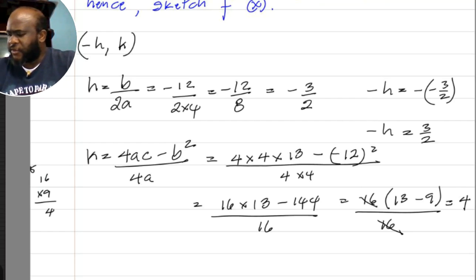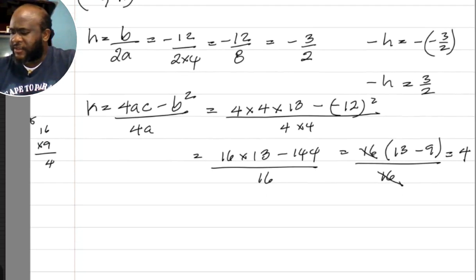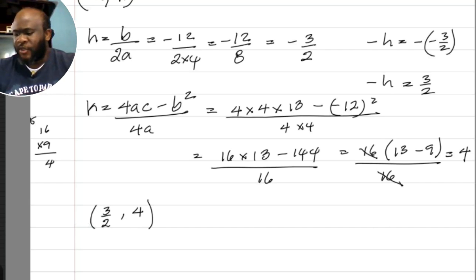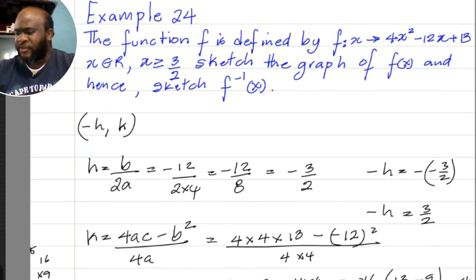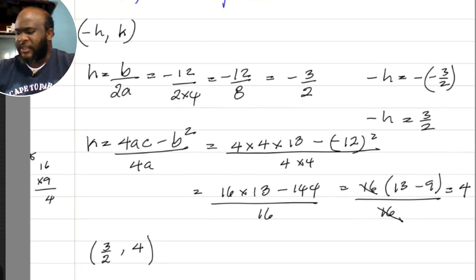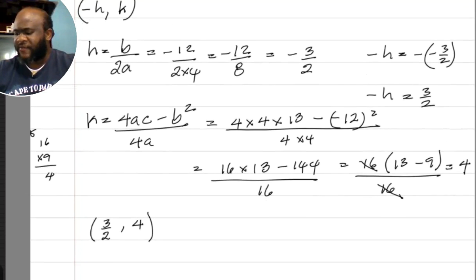So, my minimum turning point is minus h, k, which is 3 over 2, and again, this is from completing the square, 4. So that gives me my minimum turning point. But remember, in the very definition of the function, we're told that x must be greater than or equal to 3 over 2. All right, I need at least one more point to plot this graph.